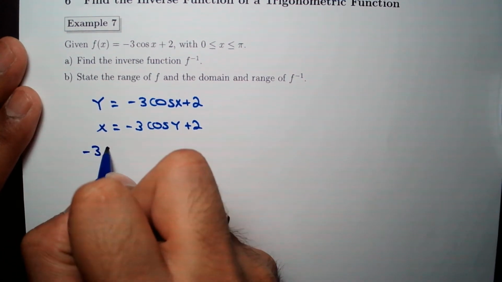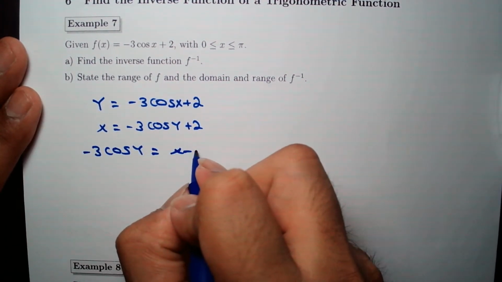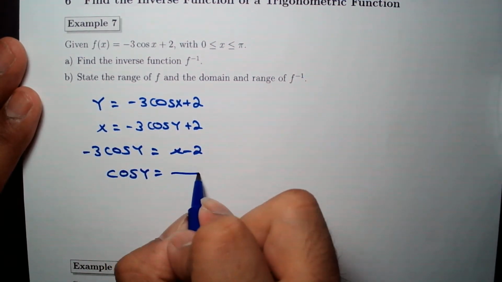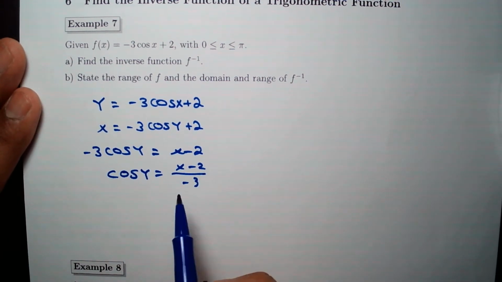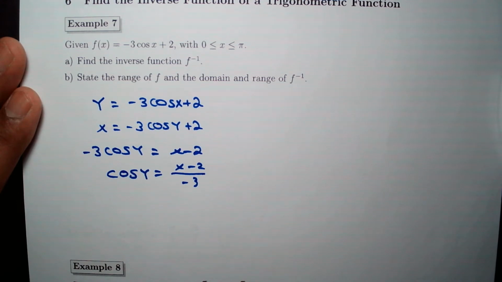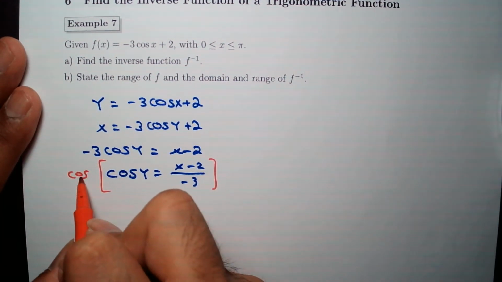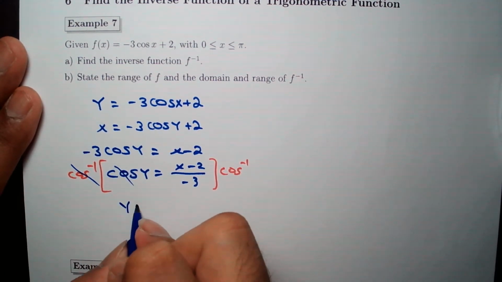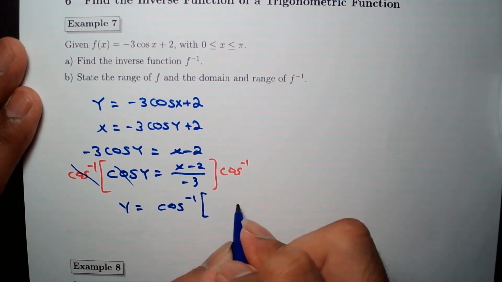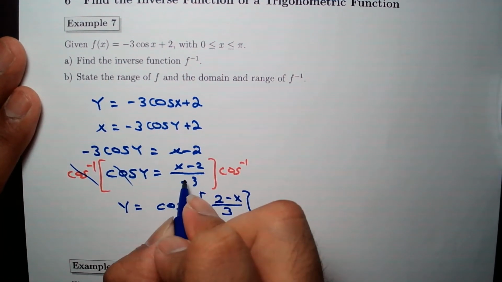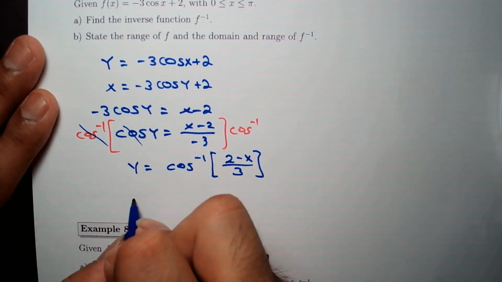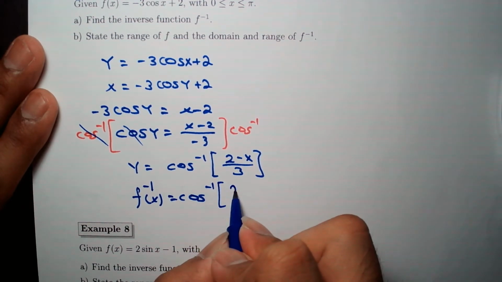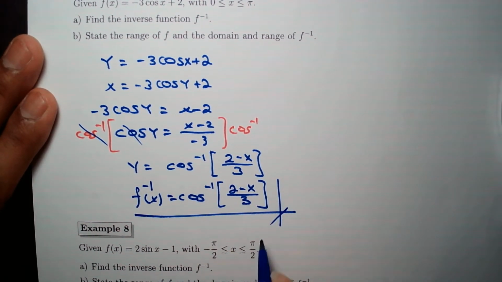So subtract 2 from both sides to get 3 cosine of y equals x minus 2. And then divide both sides by negative 3 to get x minus 2 over negative 3. And then this negative will change the order. So what are we going to do here is do the cosine inverse on both sides. So these are going to cancel, and y equals cosine inverse of 2 minus x over 3. Notice I'm changing the order and using this negative sign. And of course, in the end, what you want to do is to denote this as f inverse. We don't leave it as simply y. And that's the final answer for this part.